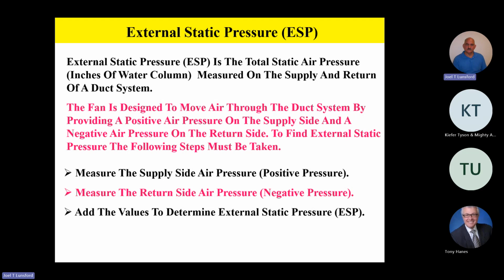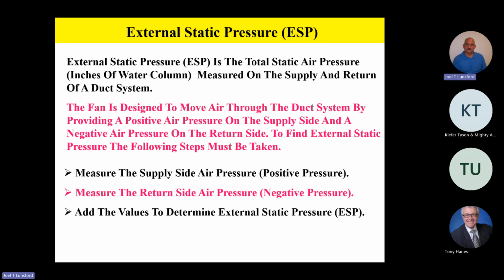To give an example, let's say I've got 0.3 inches of water column on my supply and a 0.15 negative on my return. Well, I add those together for a total of 0.45 static pressure. I just wanted to stress that we know it's a negative pressure on the return side, but we're just going to take the number. We're not going to worry about the negative sign. We're just going to add them together to give us total external static pressure, ESP. And then we're going to go to our factory airflow charts to determine how much airflow is moving through that system.